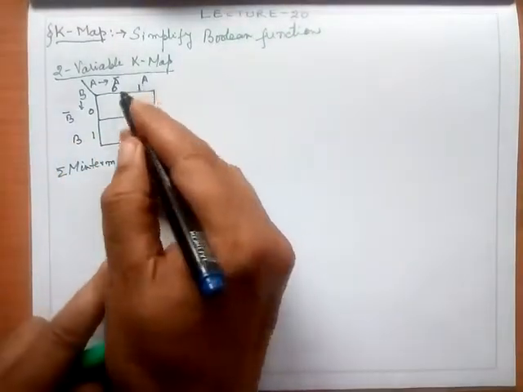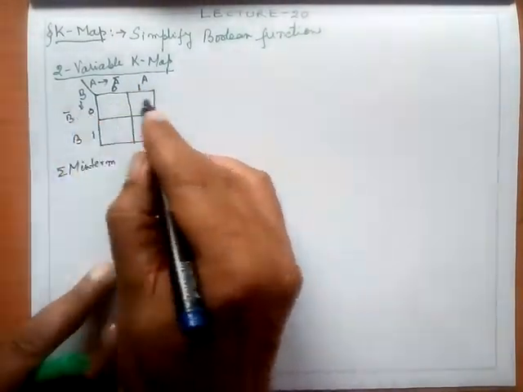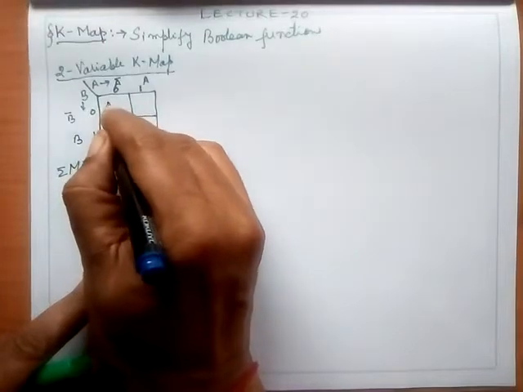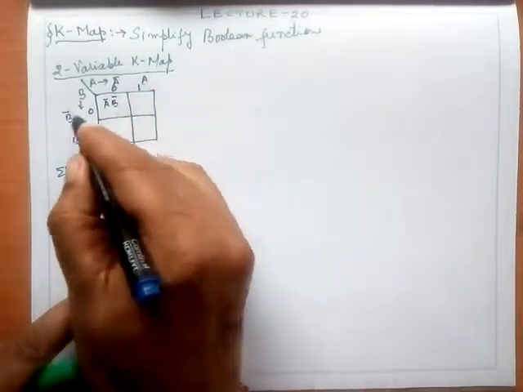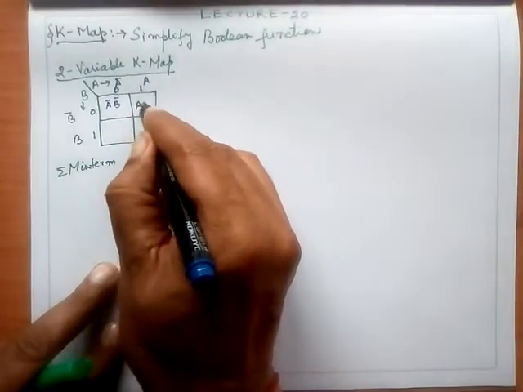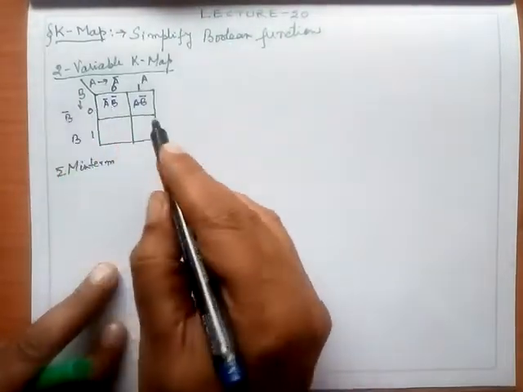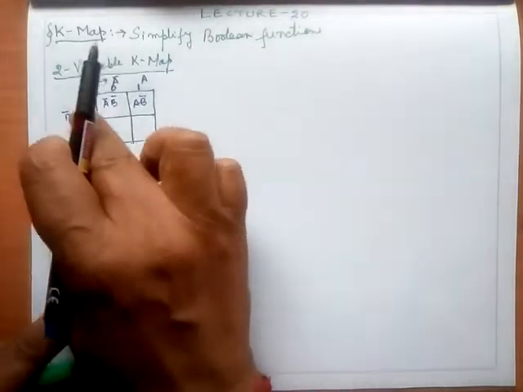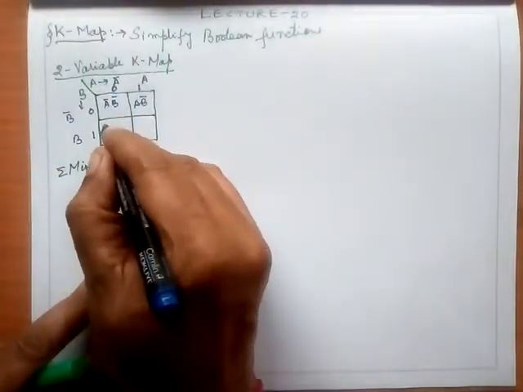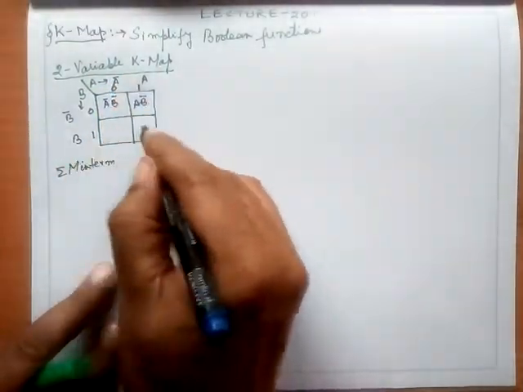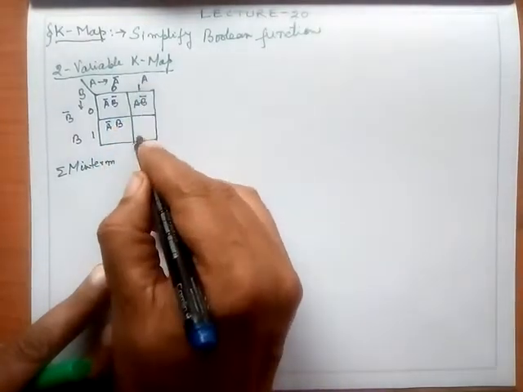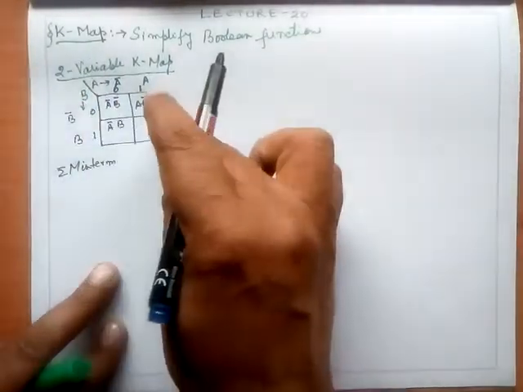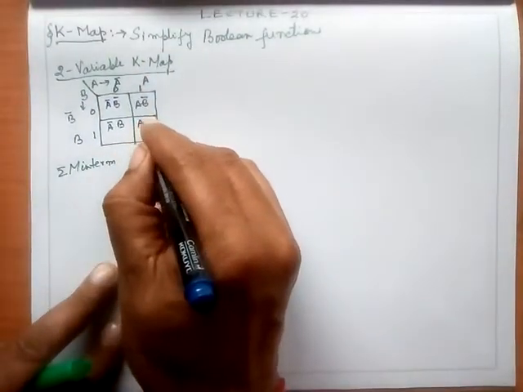Now look at the value of this cell. It is the intersection of A bar, B bar. If you see, it is A bar dot B bar. On the other hand, it is A, B bar. I hope this is clear. This is A from this side and B bar from this side. Similarly, on this side, it is A bar, B. And if you see this intersection of A and B from here, it is AB.